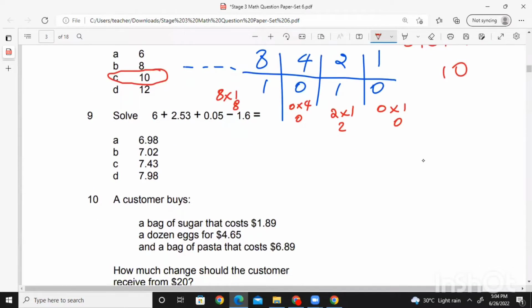Solve: 6 plus 2.53 plus 0.05 minus 1.6. You want to add these first, right? So you're going to have to set it up because we don't have a calculator. 6.00. This is the whole number, so I put it where the whole numbers are. Remember, when you're adding, you line up your decimal points. I'm just going to add, then subtract at the end. So when you're adding, you want to line up your decimal points to make sure that you are not making any error.